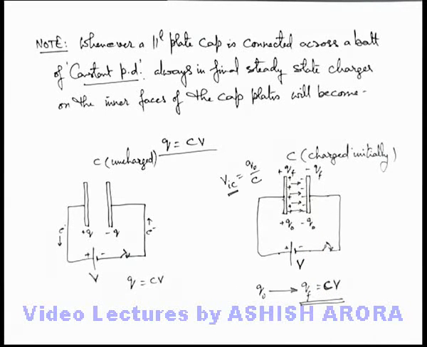So always remember, whenever a capacitor, charged or uncharged, is connected across a battery of constant potential difference V, the final charge on the capacitor plates will be modified in a way that finally in a steady state it will be CV.